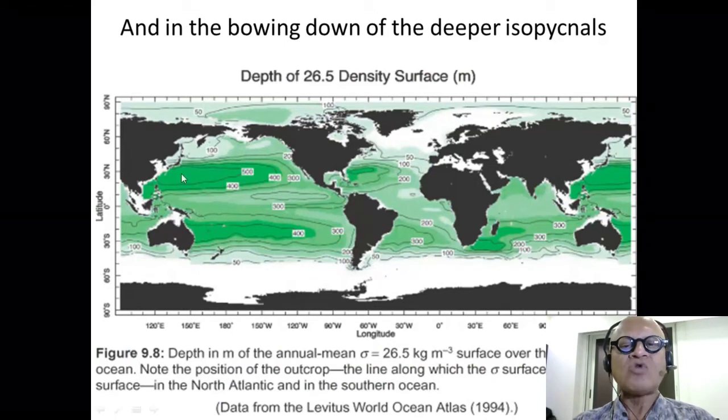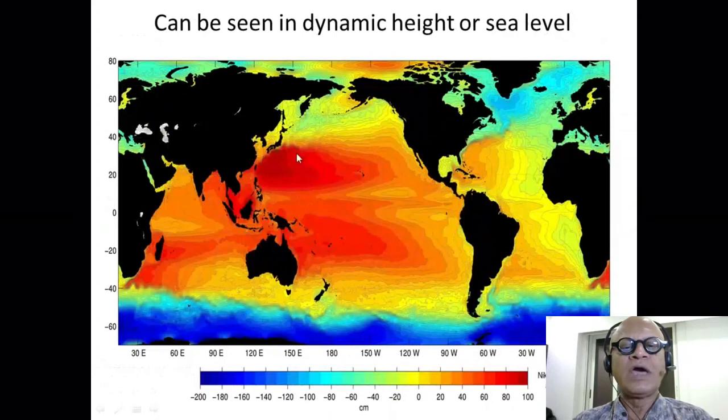In the bowing down of the isopycnal, this is looking at depth in meters of the sigma 26.5 kilogram per meter cube. We had seen this before in the 9th chapter, where we said this is in the middle of the thermocline, and it gives us the sense of the doming, and so the lifting of the isopycnals in the upwelling regions and the bowing down of the isopycnals in the subtropical gyres. Obviously, this corresponds well with the dynamic height or the sea level.